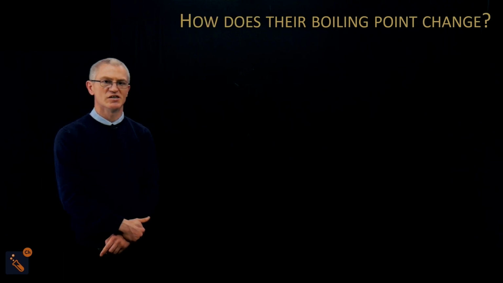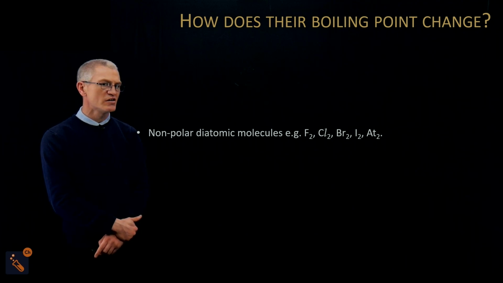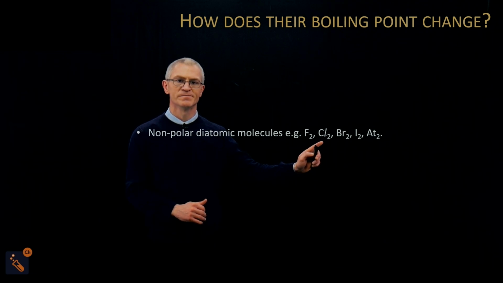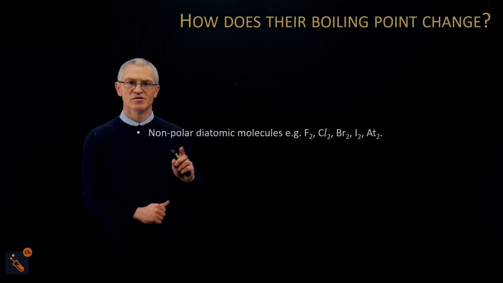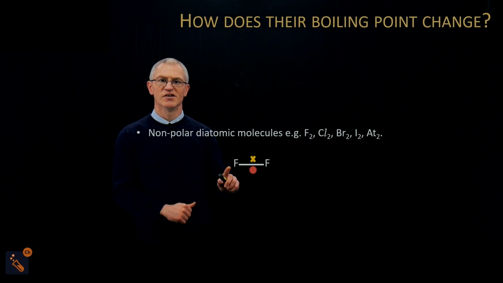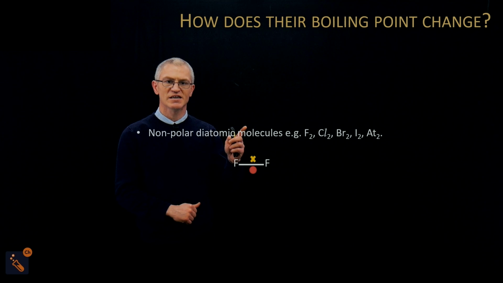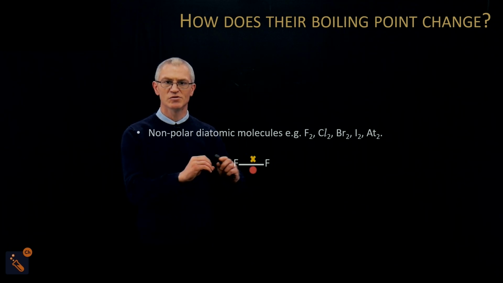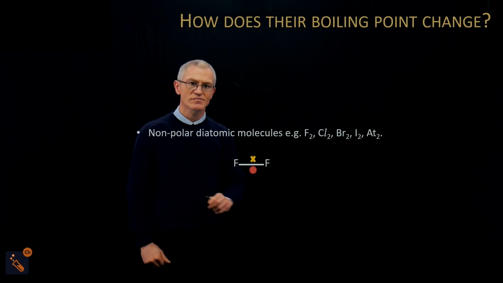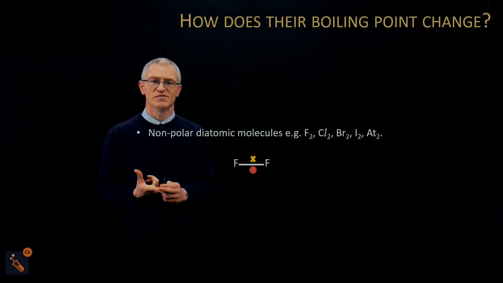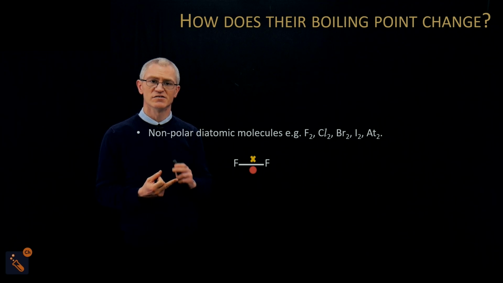Now, how does the boiling point change? Well, first of all, they're all non-polar diatomic molecules. So diatomic meaning they come in pairs, and you can see the examples here. And they're non-polar. Now, the reason they're non-polar is because you have the same element, which means it has the same electronegativity, which means the electrons are in the middle because they pull with the same power. So that means there's no dipole, which means you have no hydrogen bonding to affect the boiling point, which means that you have no permanent dipole-dipole interactions, which means you only have London dispersion forces.